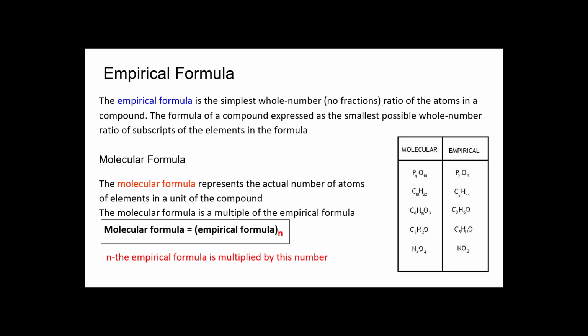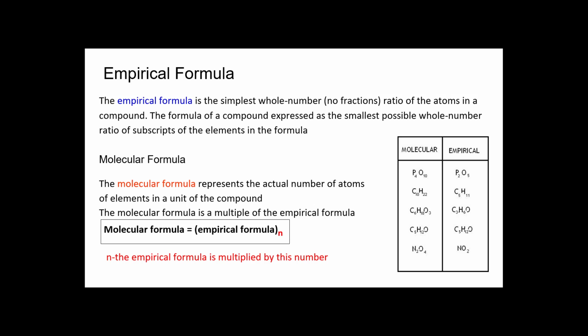So empirical is the simplest whole number ratio, no fractions, it has to be whole numbers. The formula of a compound expresses a possible whole number ratio of subscripts of the elements. So if you have a fraction, you have to make sure you get those to whole numbers and you multiply everything in the compound. The molecular formula represents the actual number of atoms.